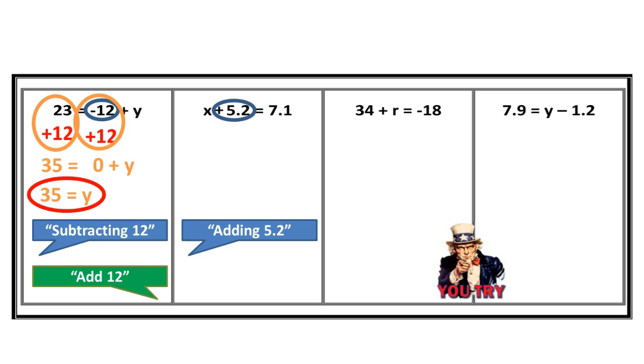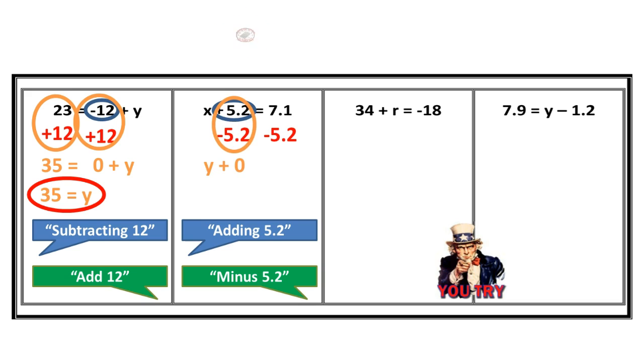So I know it's adding 5.2. To undo that, I need to subtract 5.2. So I'm going to subtract or minus 5.2. I do it to both sides. Take the time to write out the operation and the value that you are applying to either side of the equation. 5.2 minus 5.2 gives me 0. That's my identity for addition subtraction. So I end up with x plus 0, not y. A little typo there. 7.1 plus negative 5.2, or 7.1 minus 5.2. Little calculator moment will give you 1.9. So x equals 1.9. I have my variable all by itself.